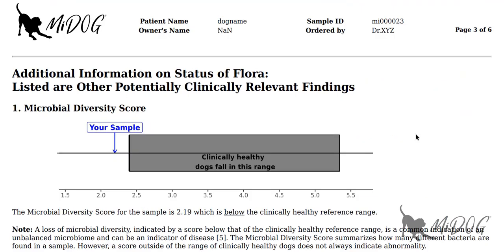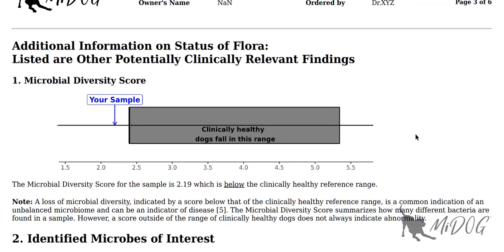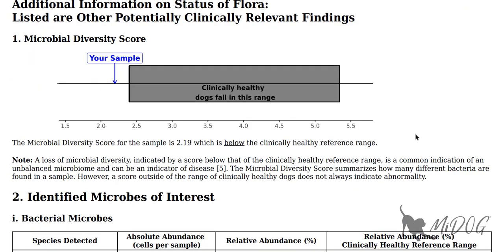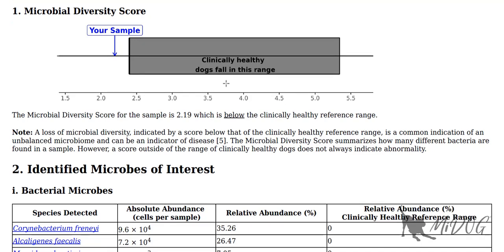The next section provides additional information about the sample, which could be clinically relevant findings. In this, we talk about the microbial diversity score of the sample that we received. The microbial diversity score basically summarizes how many different bacteria are present in the sample. So if the diversity score of a sample is below our clinically healthy range, that indicates an unbalanced microbiome. Our clinically healthy range has been developed over the years from all the healthy samples that we've received.